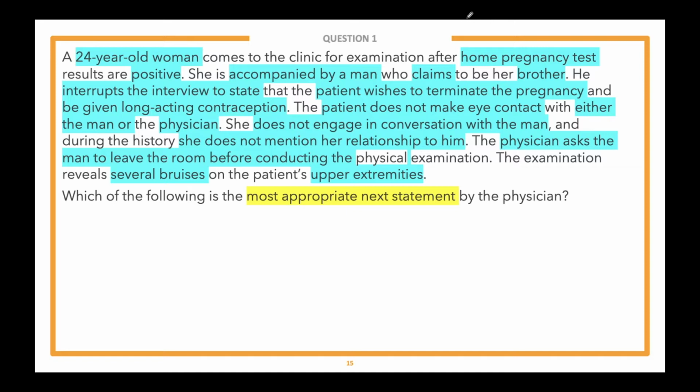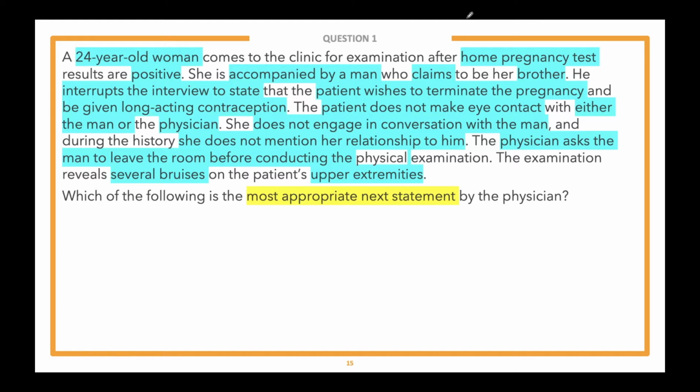Now, it is important to note that the physician did ask the man to leave the room, and there were some physical exam findings as well. So now it asks about the most appropriate next statement. I think this is probably going to be a one-step question again. We just need to figure out a good response. But these one-steps are a little bit difficult because we have to go through all of the answer choices to figure out which is the best one. So it'll take a little bit more time, so we'll go ahead and do that now.